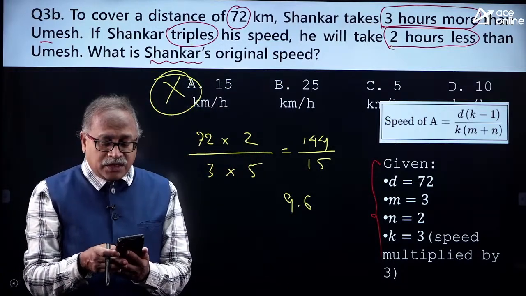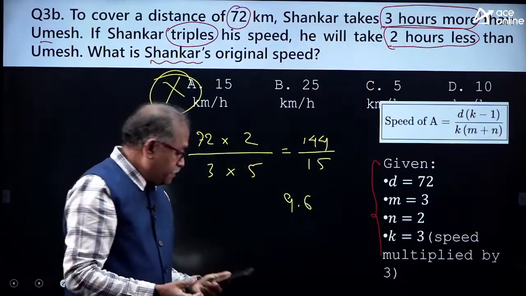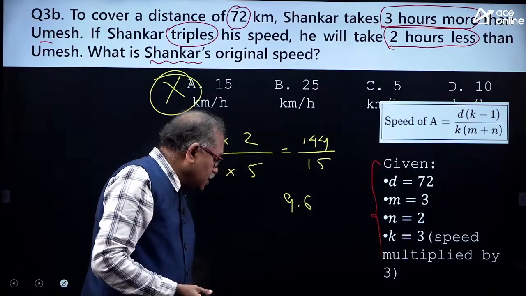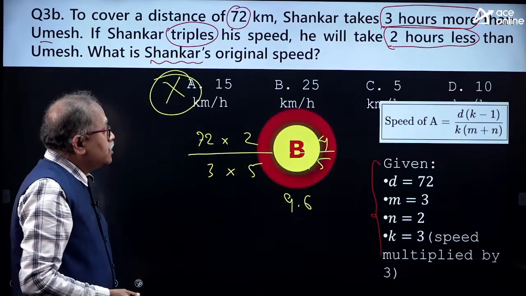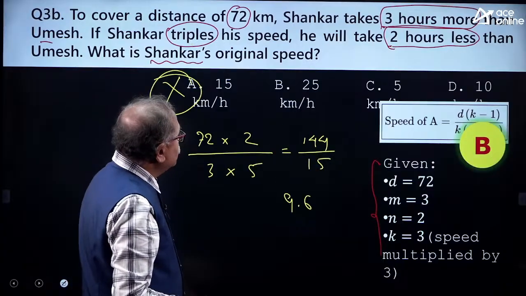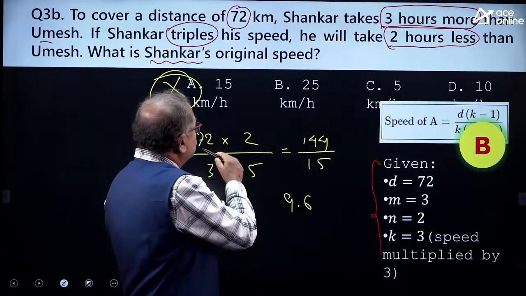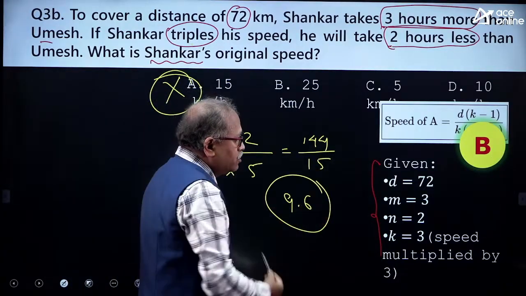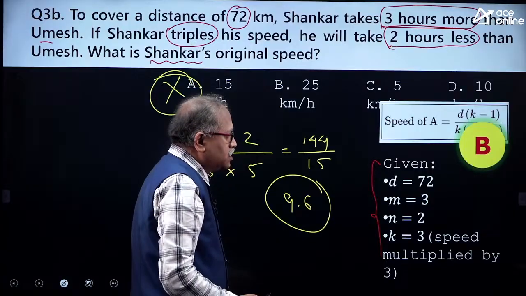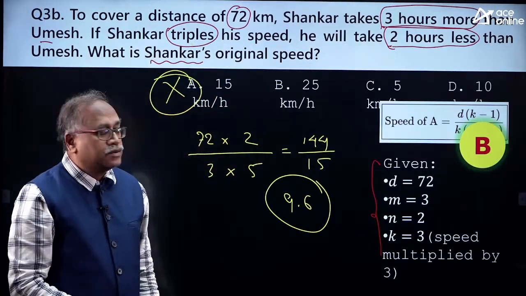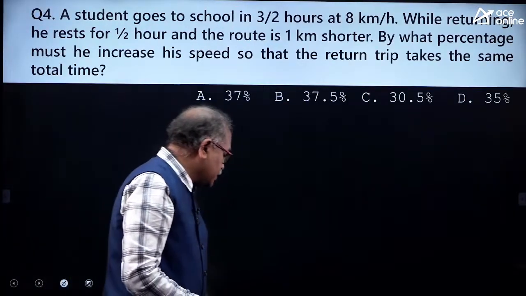I am not getting any response, but it is okay. Let's move on to the next question over here. And the next question, option B, it is wrong. That is, the answer is not mentioned in the option. The answer is 9.6. I am moving on to the next question.